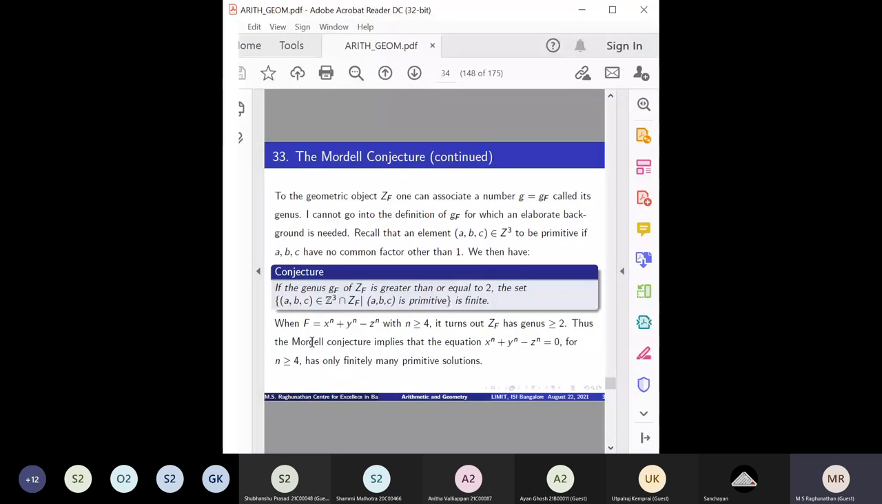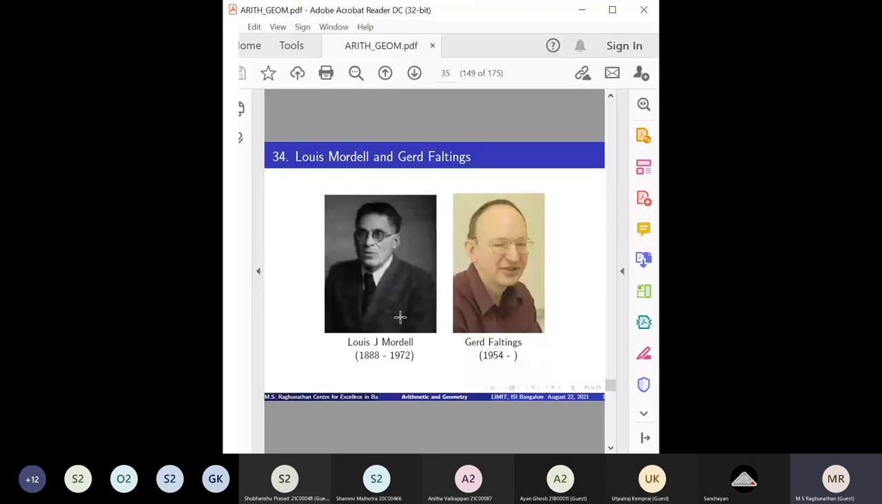And in fact, Faltings' theorem or even Mordell's conjecture is even more general. But I need to introduce many more concepts which I don't want to, so I won't go into it. Here is a picture of Mordell, who is a Cambridge mathematician, but originally American, and Fermat, who was French.